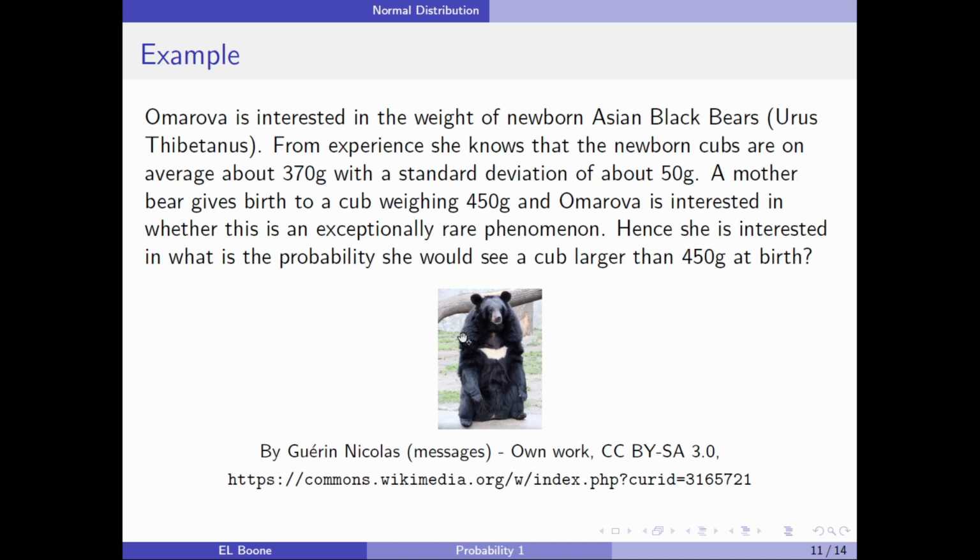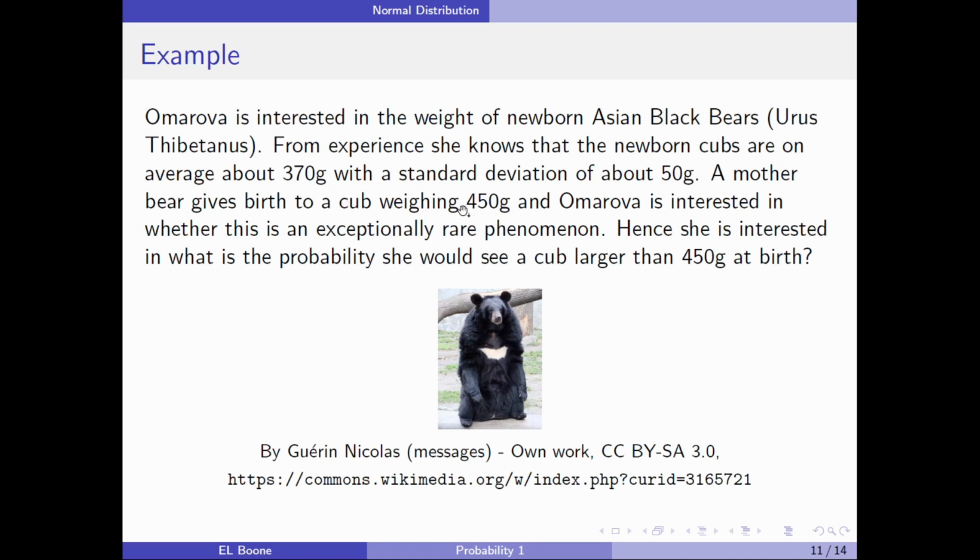All right, so let's look at an example. Amarova is interested in the weight of newborn Asian black bears. Here's the Greek name for it. I can't pronounce it. From experience, she knows that the newborn cubs are on average about 370 grams with a standard deviation of about 50 grams. So think about this. This thing goes from being measured in grams to being a huge bear. It just starts off really, really small.